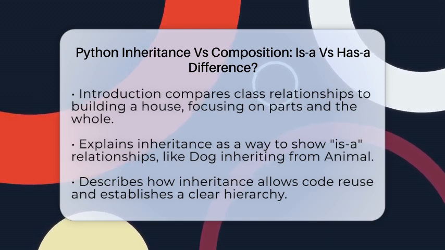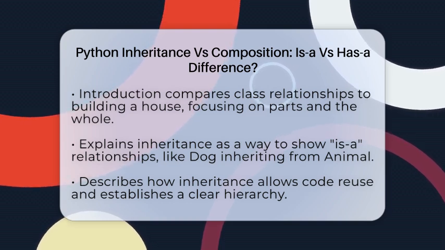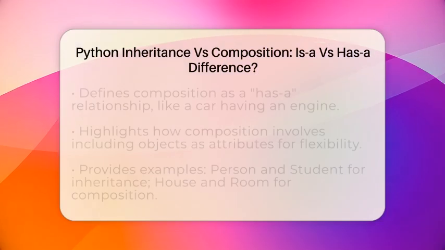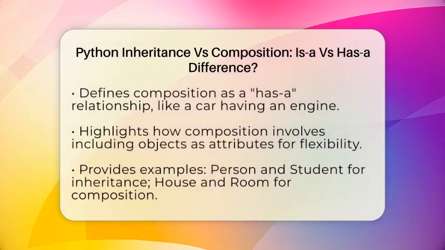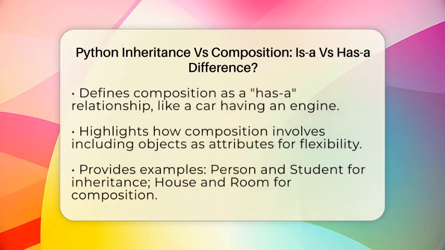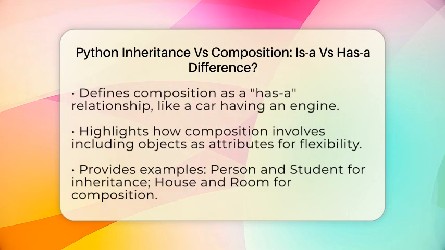Inheritance is like saying a dog is an animal. You create a base class called animal, then a dog class that inherits from animal. The dog class gets all the features of animal, like eating or sleeping, but you can add more specific features like barking. It's a way to reuse code and show a clear hierarchy. When you use inheritance, you are saying that the child class is a more specific version of the parent class.